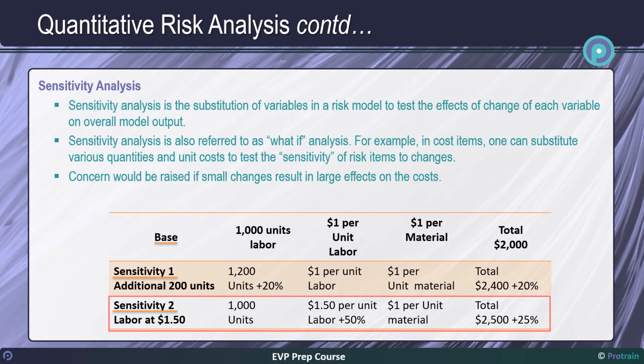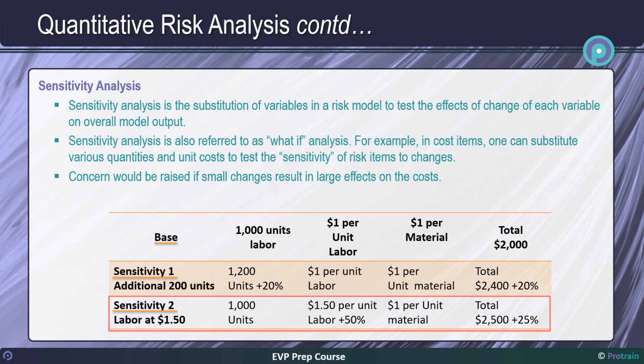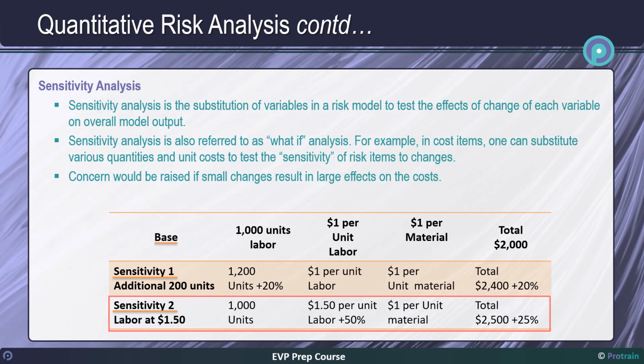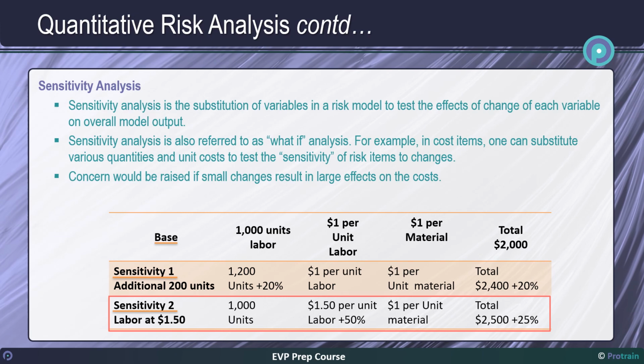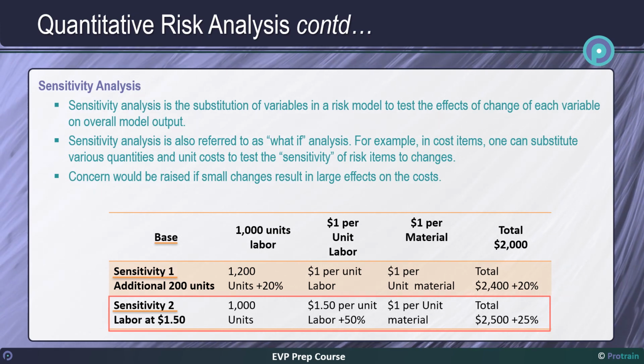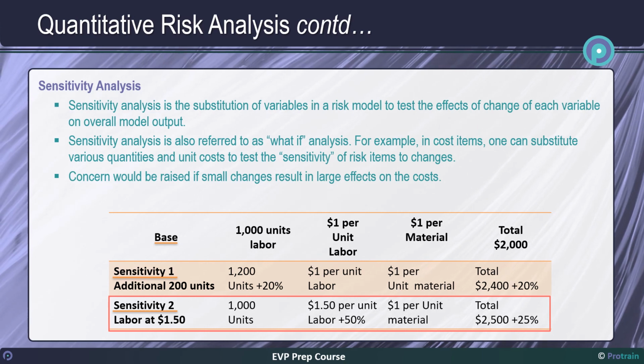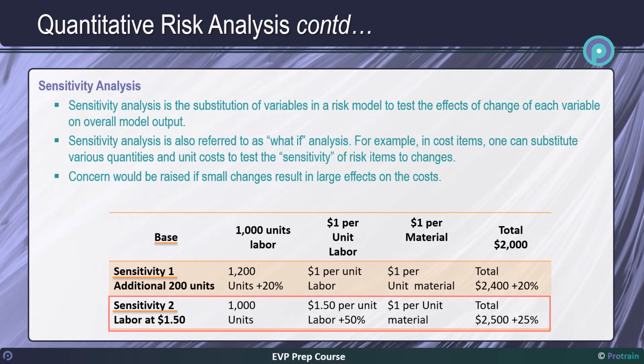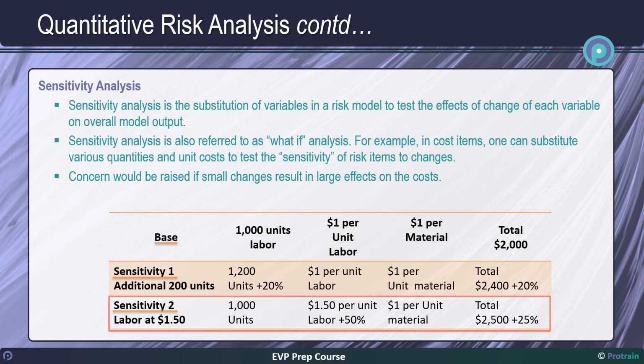If we compare scenario 1 and 2, we shall find that, if we increase the production by 20%, the cost shall increase by 20%. Whereas, if we increase the labor cost by 50%, the cost of production shall increase by 25%.